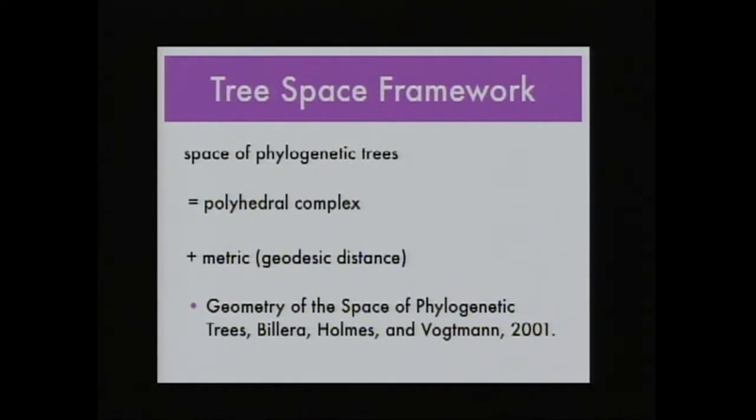Prior to this, there had been some tree spaces, but they were just at this stage, so no metric on them, just these polyhedral complexes. And then by putting on a metric, which is called the geodesic distance, we got this tree space.